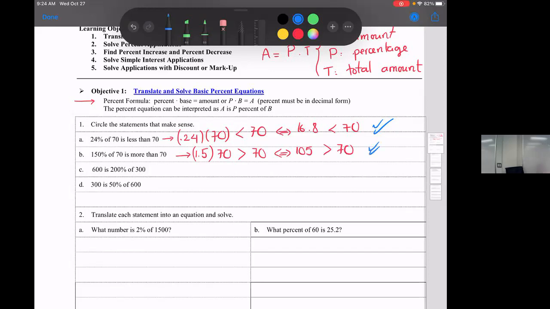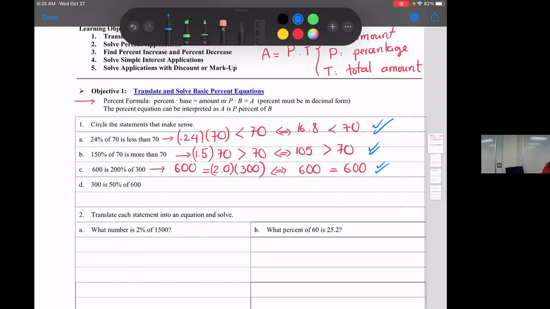This is a very simple percentage problem. 600 is 200% of 300. Is it true or false? You change it into an equation, and then you see if the left hand side equals the right hand side. So 600 equals 200%, which in decimal will be 2.0, times 300. What do you think? Is it equal? Yes, right? So the left hand side equals the right hand side, which means true.